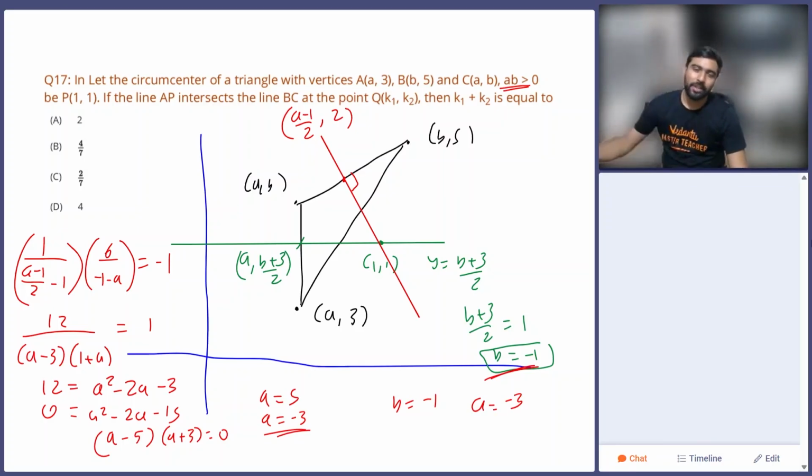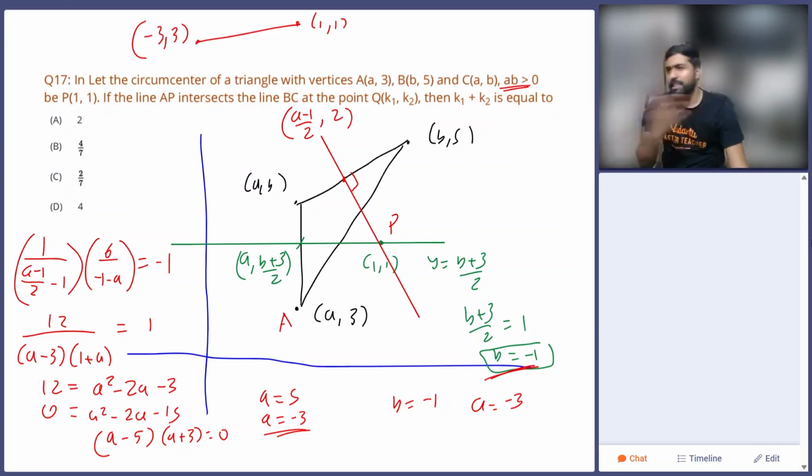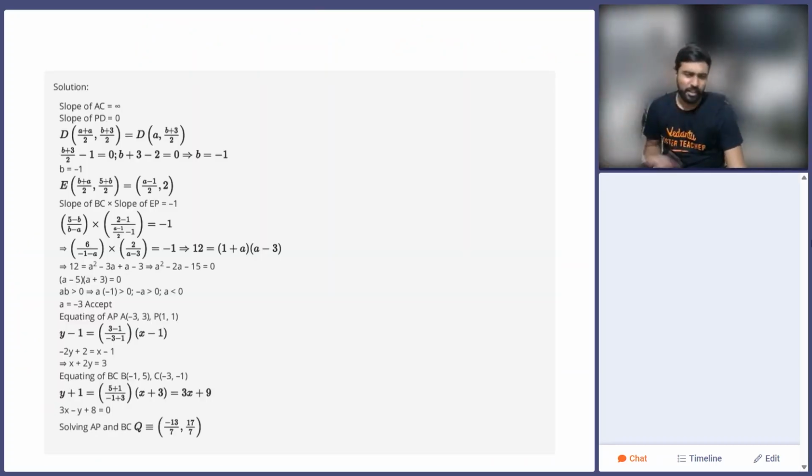You have two lines over here. You need to find the point of intersection of what they have told. The AP line, which will be between (a, 3), that is (minus 3, 3), and (1, 1), you have a line. You can very easily get the equation of this line. And there's another line over here, which is BC, between (a, b), that's (minus 3, minus 1), and (minus 1, 5). So get the equation of these two lines and find their point of intersection. That's a bit left over here.